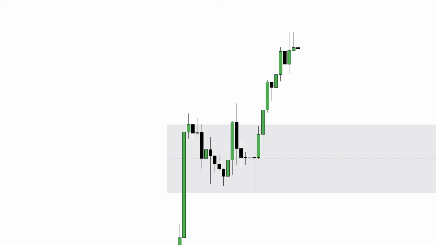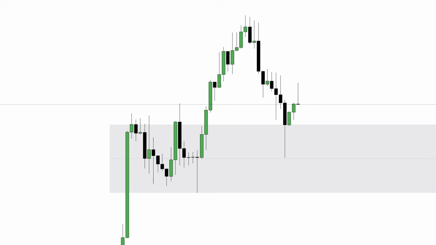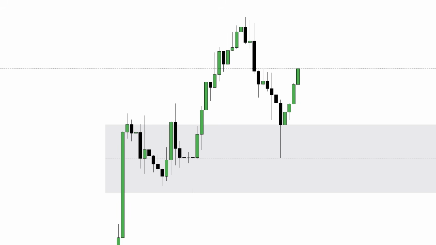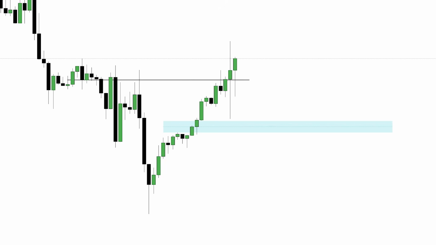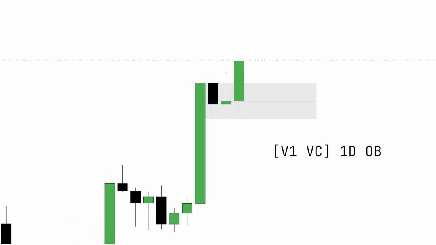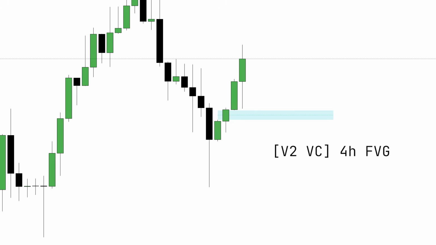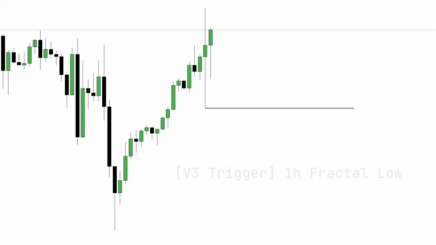Next, we need to get a test of the one-day order block and volume confirmation on the 4-hour chart. As in the first example, the volume was confirmed by all 3 methods: rejection block, fair value gap, and order block zone. If we look at the 1-hour chart, we see that near the 4-hour fair value gap, a fractal low has formed, which can play the role of a trigger. V1 volume confirmation is the one-day order block, V2 volume confirmation is the 4-hour fair value gap, and V3 trigger is the 1-hour fractal low.